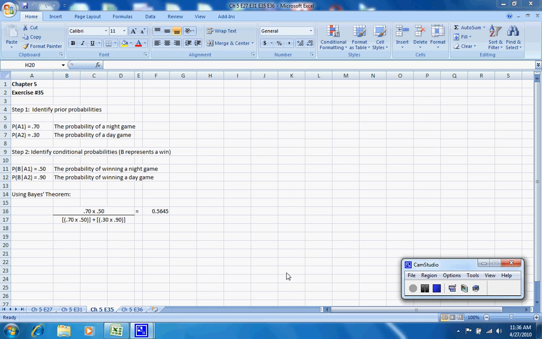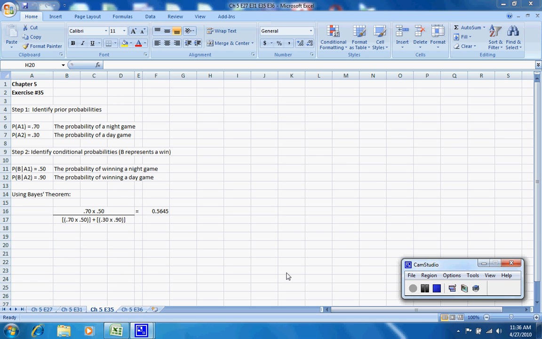In exercise 35, and with anything relating to Bayes' theorem, the key really is to identify the various probabilities and the conditional requirements of the problem. So in problem 35, we can identify prior probabilities as: A1 is the probability of having a night game, and A2 is the probability of having a day game.